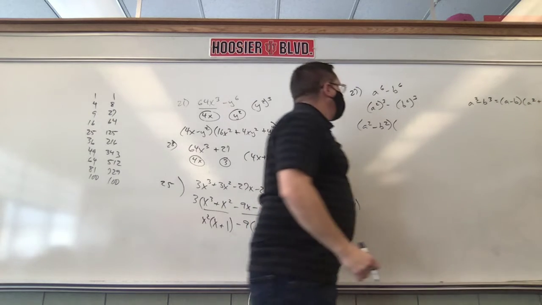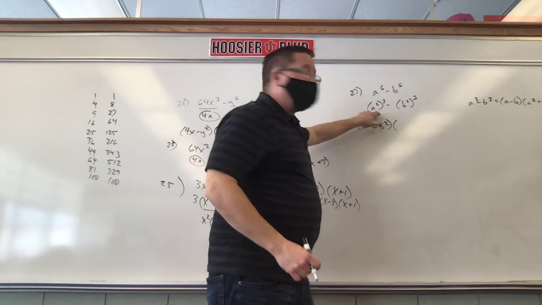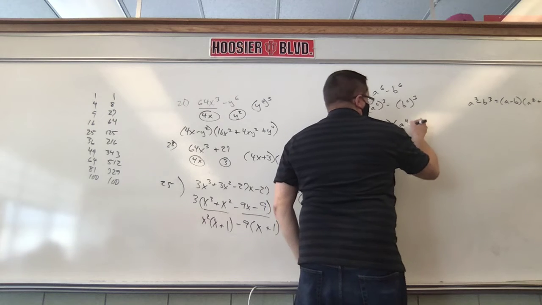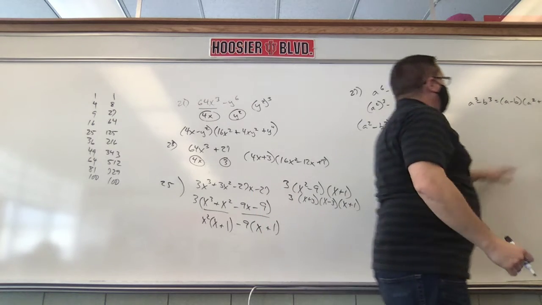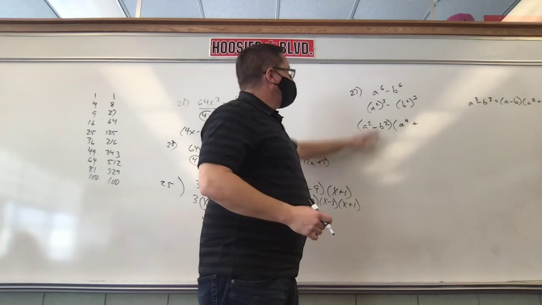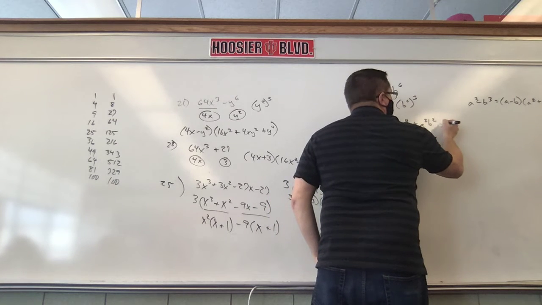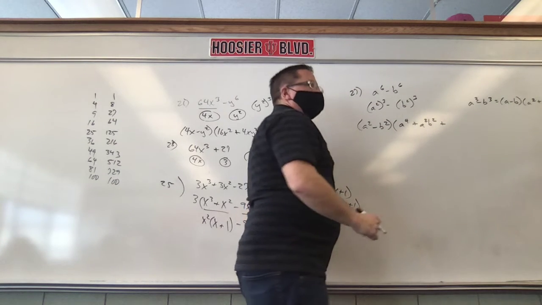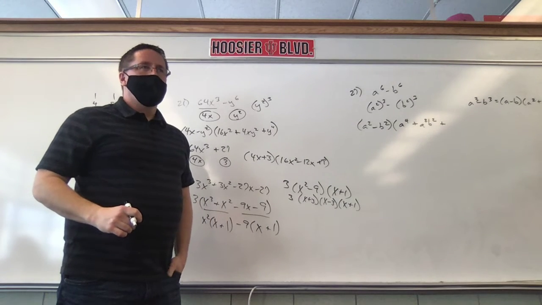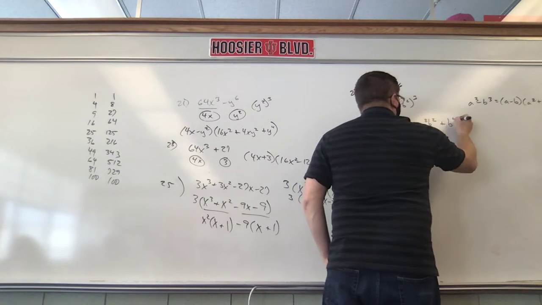What's a squared? You said a is a squared. What's a squared squared? A4. Plus, again, a and b are just the two things that we're cubing. So what and what? A squared times b squared, which is a squared b squared. Plus b squared squared, which is what? B4.